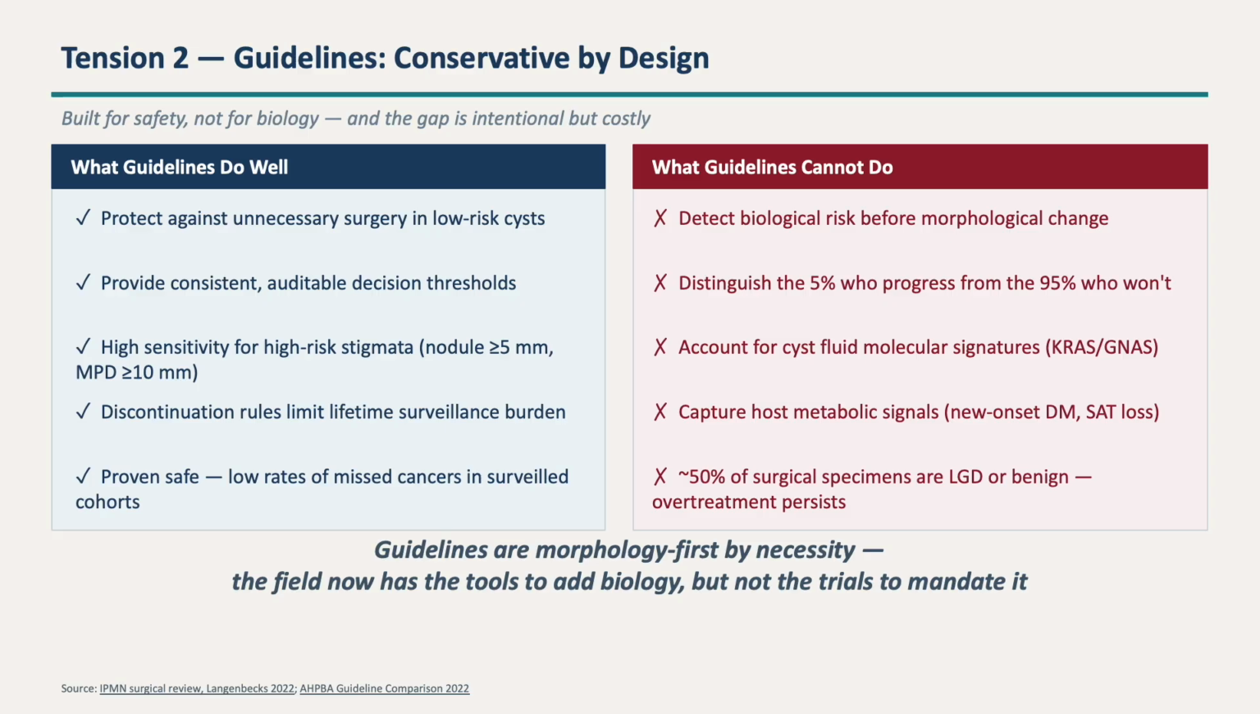The second tension is the guidelines versus conservative. They are conservative by design, protect against unnecessary surgery in low risk cysts, but also protect against progression to cancer. So they themselves have a tension there. They provide consistent auditable decision thresholds, high sensitivity for high risk stigmata, discontinuation rules that limit surveillance burden, and proven safe, low rates of missed cancers in surveilled cohorts.